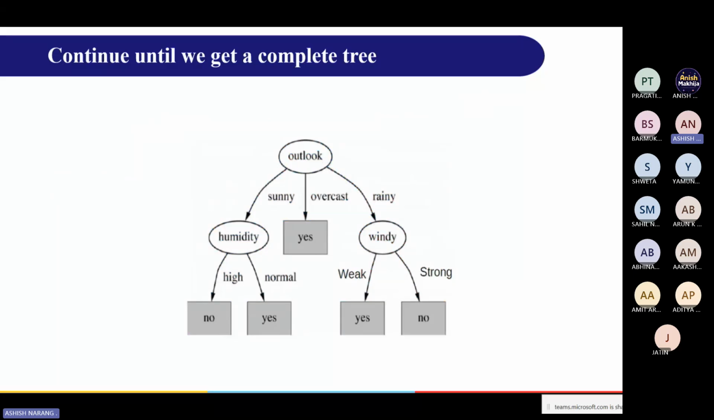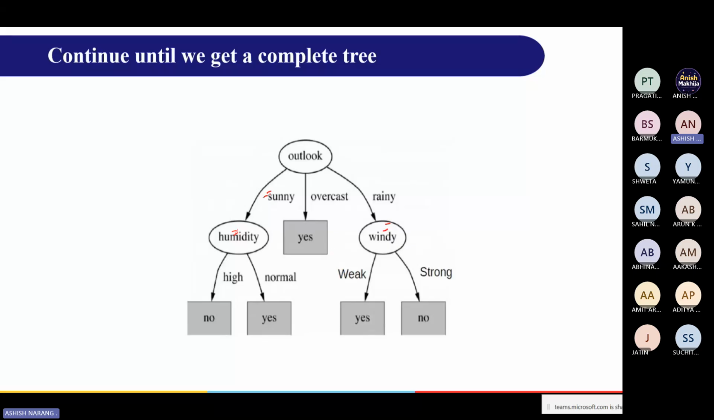Now, these steps we have to continue. As of now, we have only got outlook as the first attribute. Now, along this branch, again, we have to do the same things. How many records for Sunny, and then calculate the entropy, and whichever gives us the least entropy, then we can arrive at humidity. And on this side, we can arrive at windy.